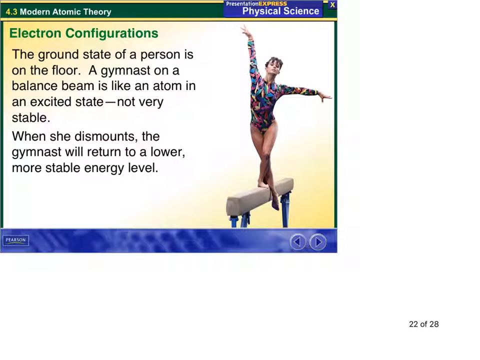Ground state could be like a gymnast here when they're on the floor, very stable. Standing on the bar here, not nearly as stable. That would be the excited state.